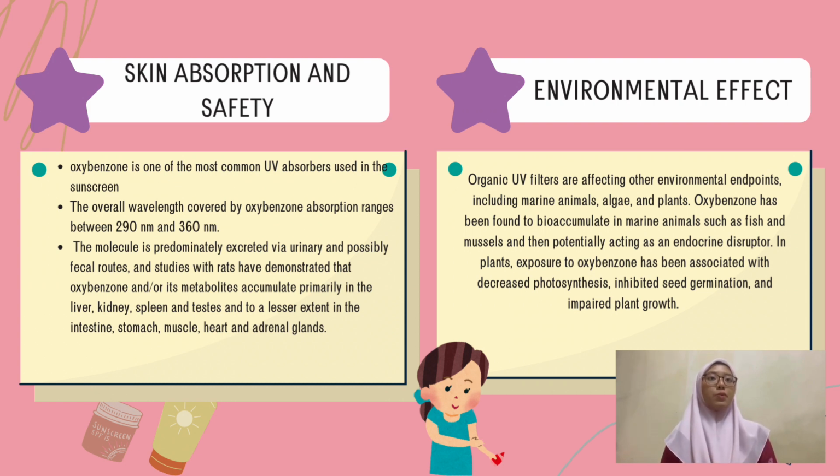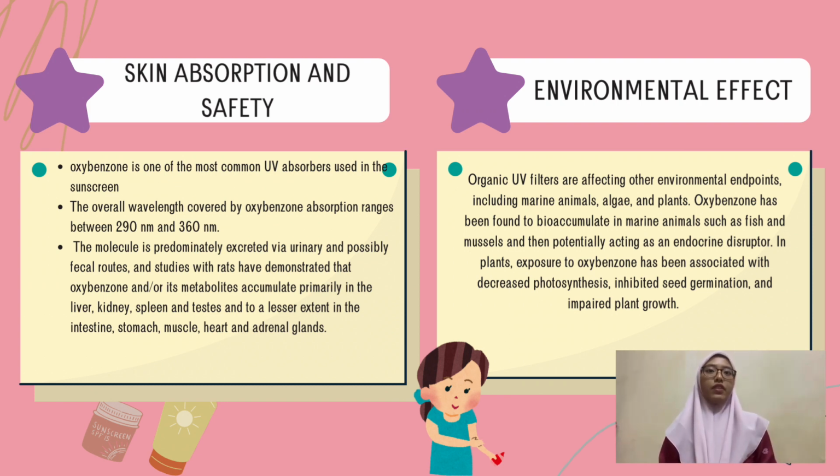The molecule is predominantly excreted via urinary and possibly fecal routes, and studies with rats have demonstrated that oxybenzone or its metabolites accumulate primarily in the liver, kidney, spleen, and testes, and to a lesser extent in the intestine, stomach, muscle, heart, and adrenal glands.